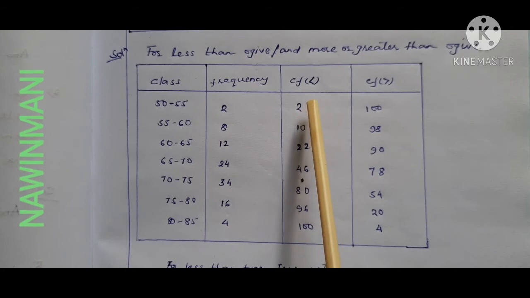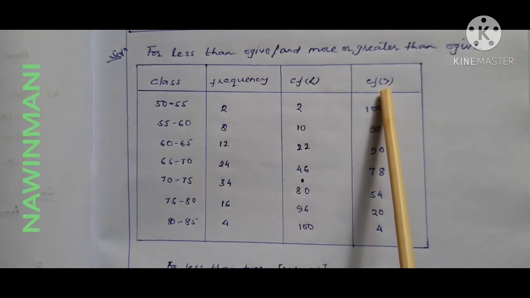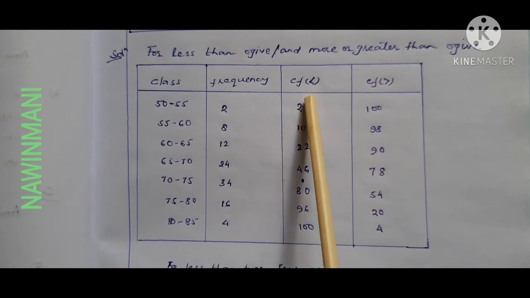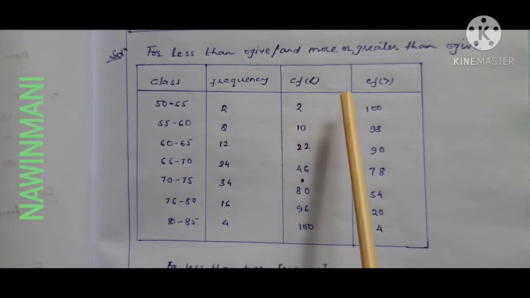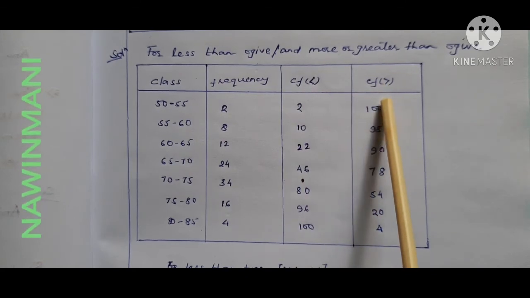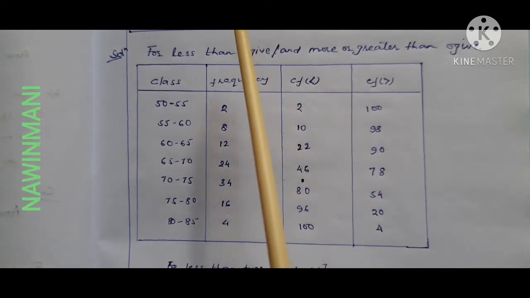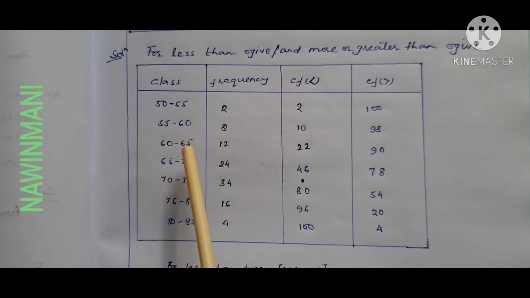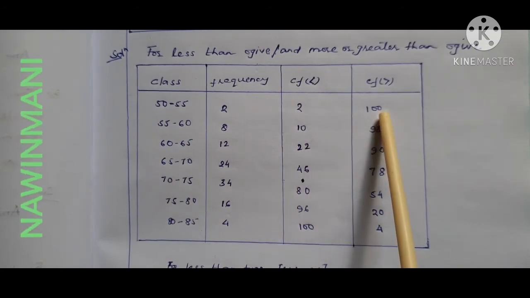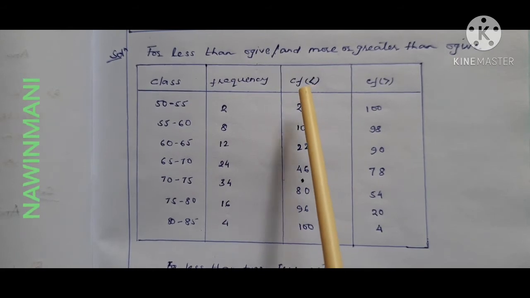There are two types of cumulative frequencies. One is less than type and another is greater than type. If you are asked only to find less than type, then do only this. If you are asked to find the greater than type, then do only this. If you are asked to find both, as in this question, then we have to find both. Now how do we find the less than cumulative frequency?